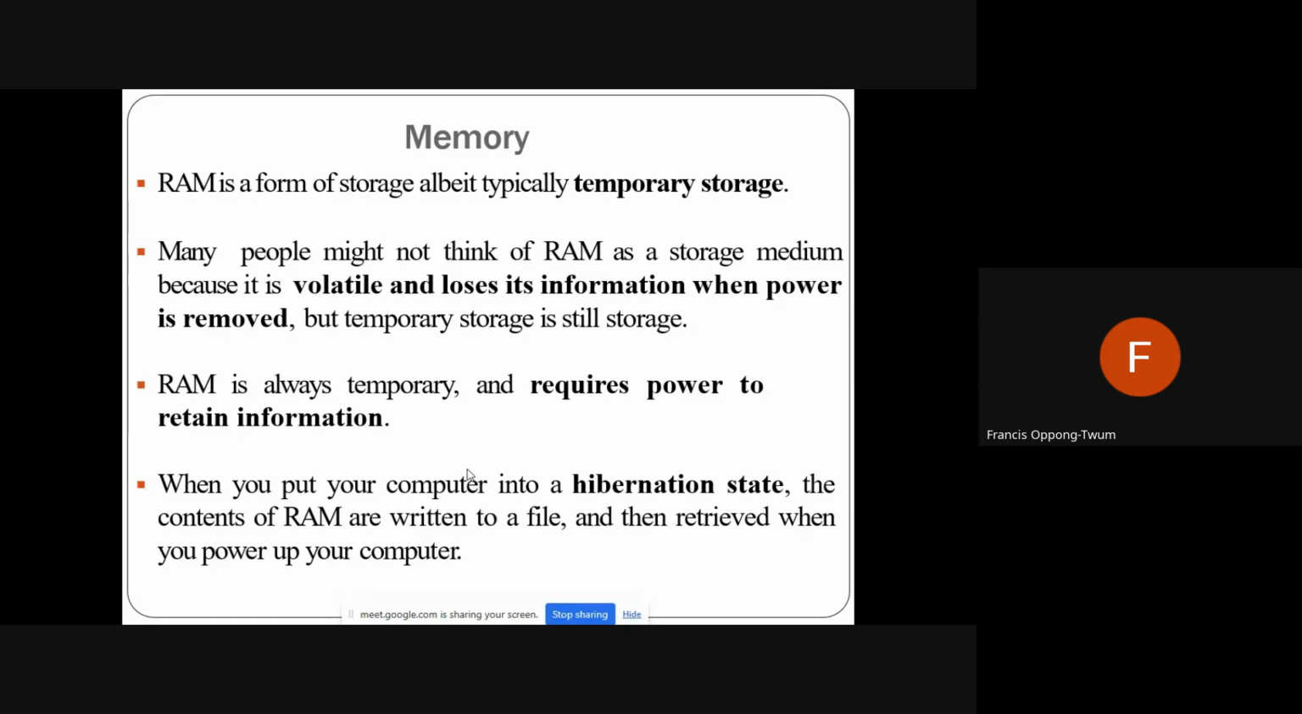Why? Because they regard the RAM as volatile and it loses its information when power is removed. But what we want to establish here is that temporal storage is still regarded as what? As storage. So the RAM is always temporal and it requires power to retain the information. So for example, when you put your computer into the hibernation state, the content of the RAM is written to a file and then retrieved when you power up your computer.